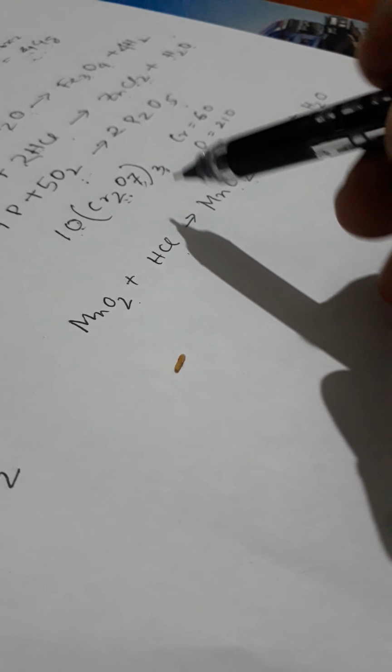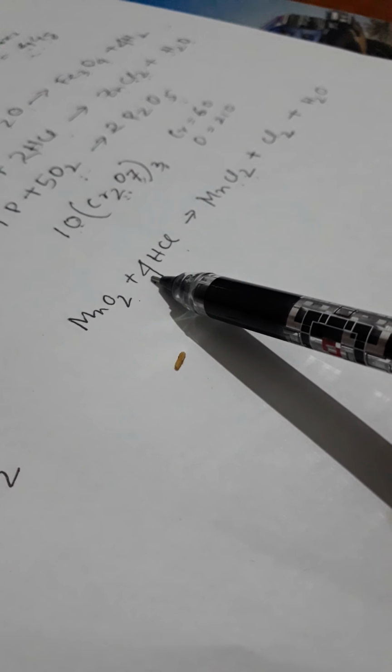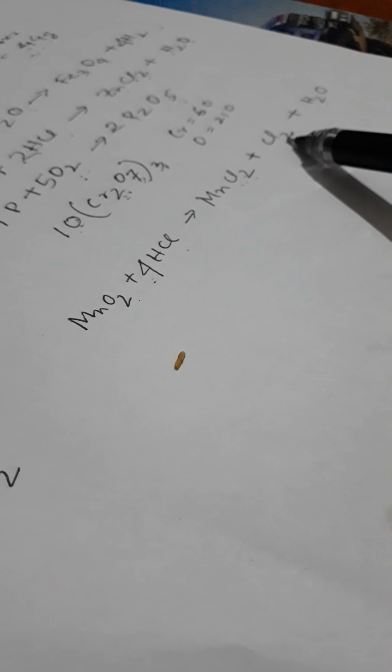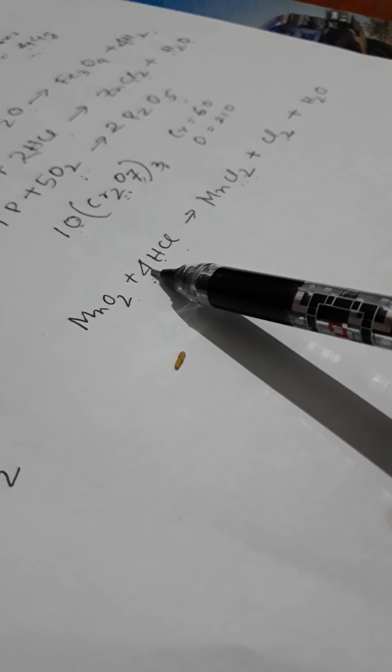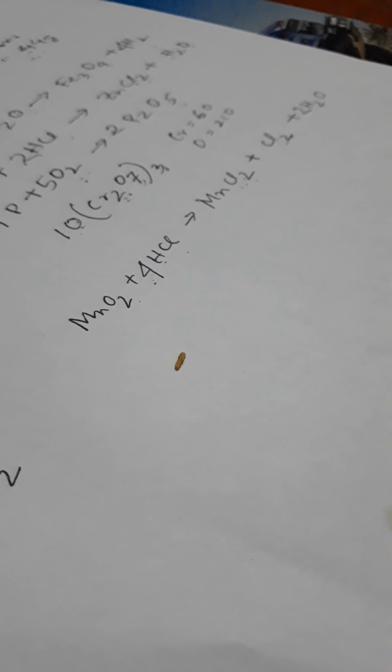If it is 4 on the right, then we have to balance HCl by putting 4 before HCl. Then chlorine becomes 4 on both sides. Now see hydrogen: 4 atoms on the left, but on the right hydrogen is 2. So to make it 4, you have to put 2 before water. In that way hydrogen is also balanced.